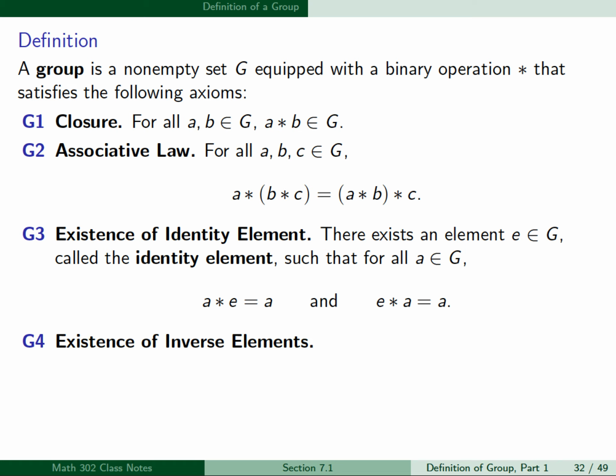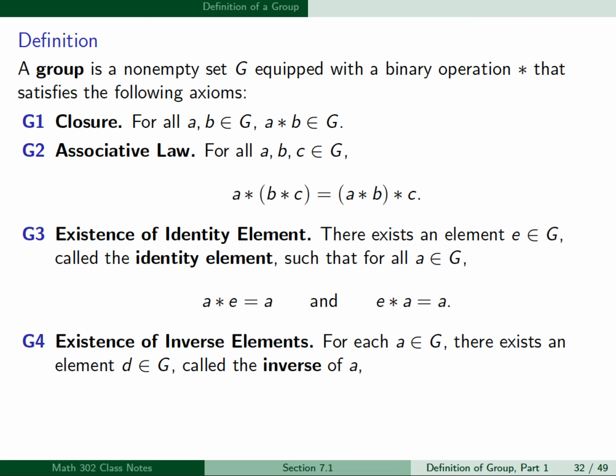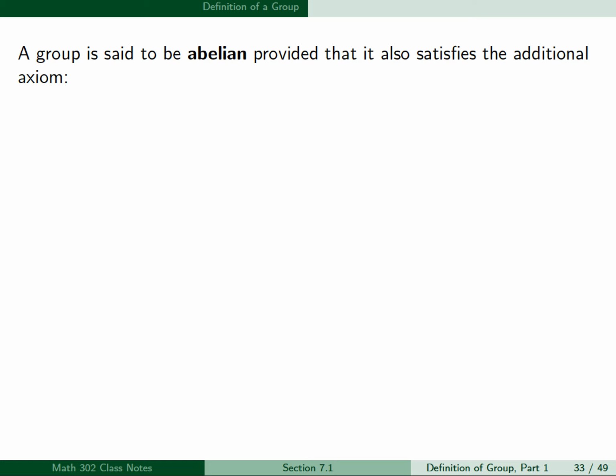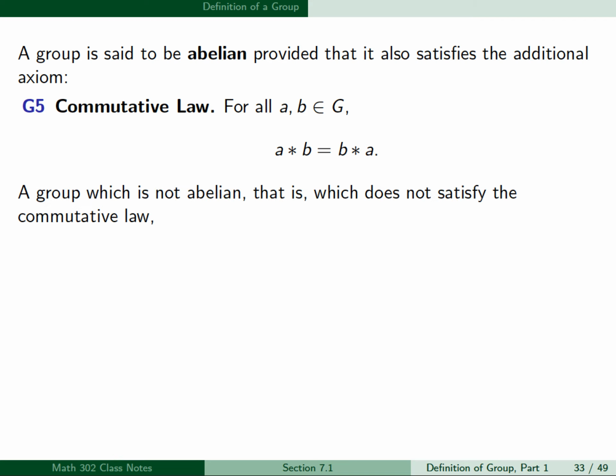And finally, G4 is existence of inverse elements. For each A in G, there exists an element D in G, which is called the inverse of A, such that A star D is equal to the identity E, and D star A is equal to the identity E. Now a group is said to be abelian, provided it also satisfies the additional axiom G5, which is the commutative law. For all A, B in G, A star B is equal to B star A. A group which is not abelian, that is, which does not satisfy the commutative law, is called non-abelian.